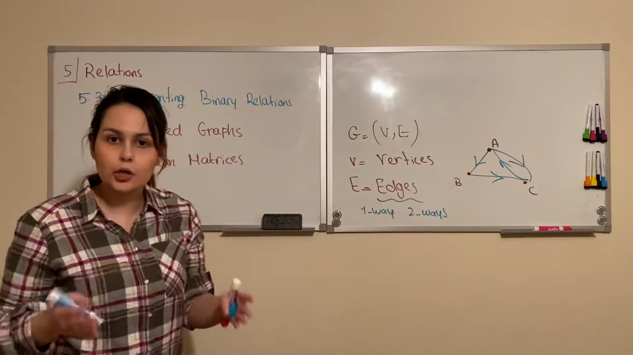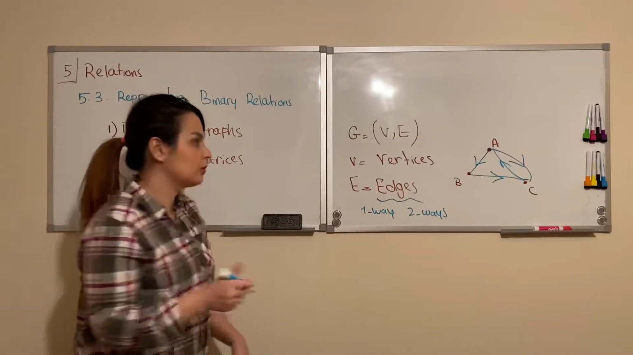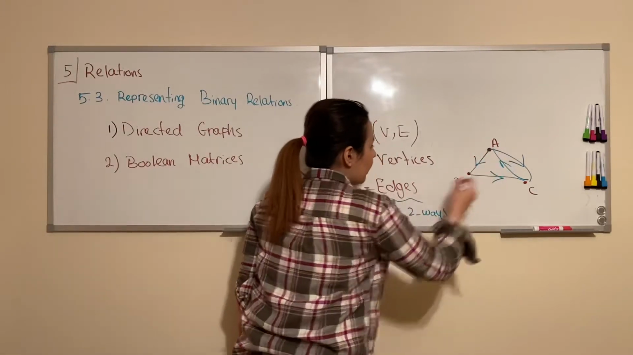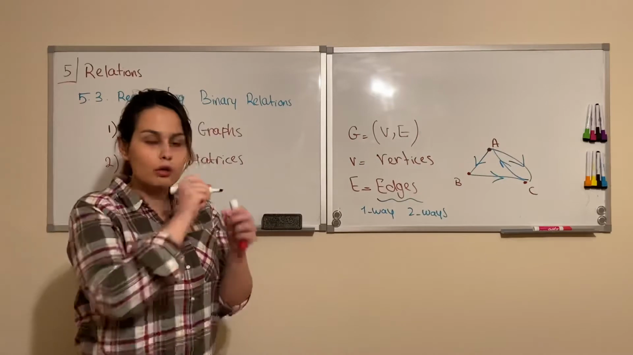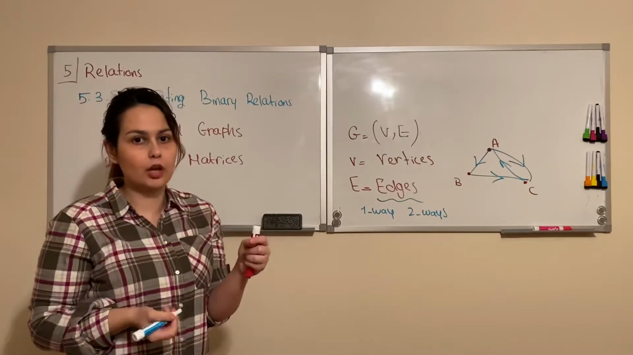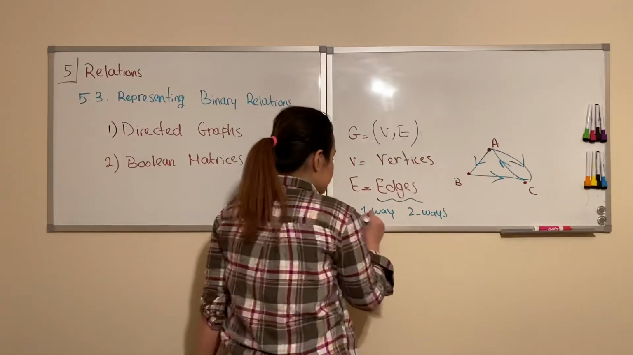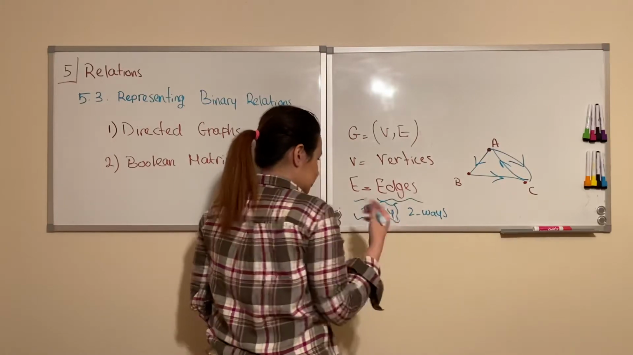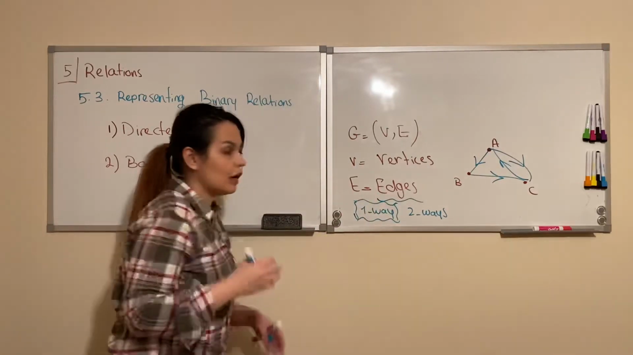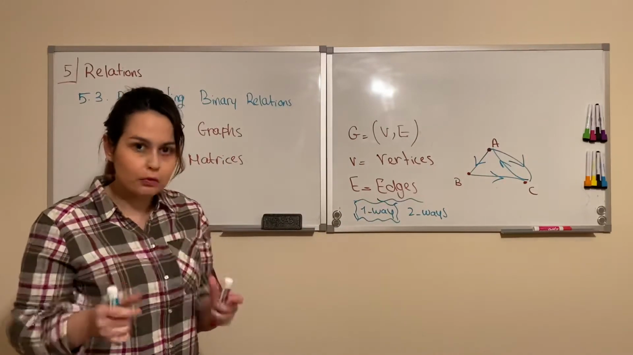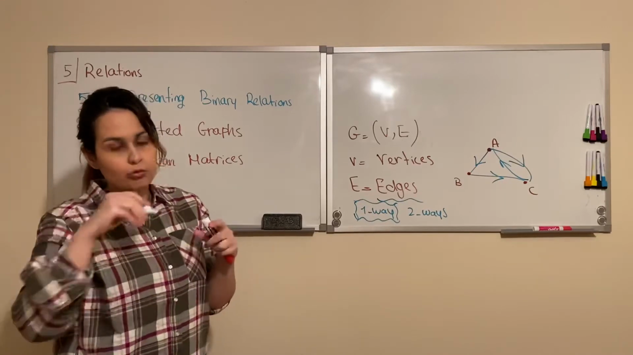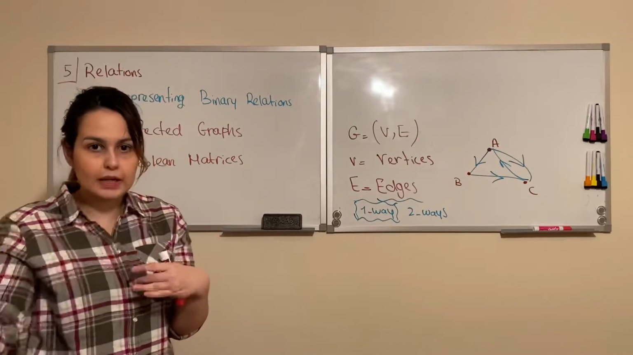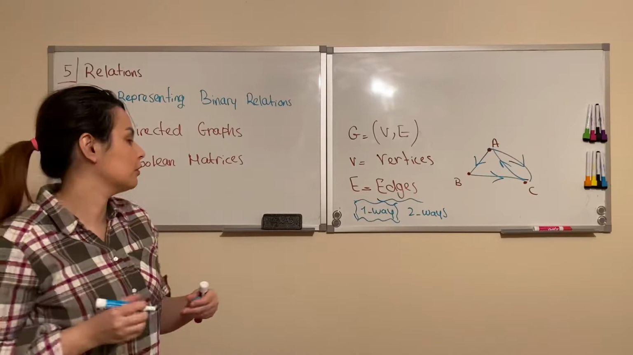Most of the time, for two-way relationships, we don't use a directed graph. We don't use those arrows. We just show that connection with lines. But when we want to show a one-way relationship, we need to use arrows to show which way we want.